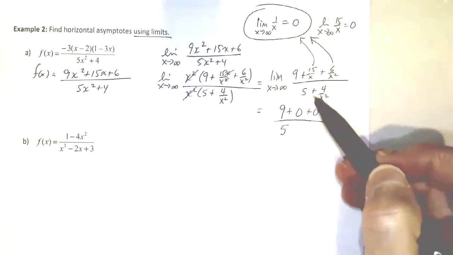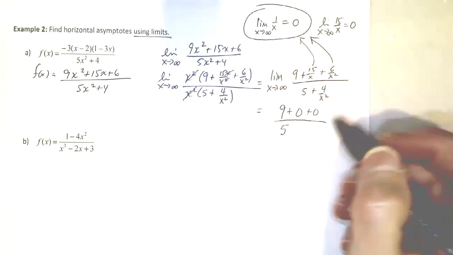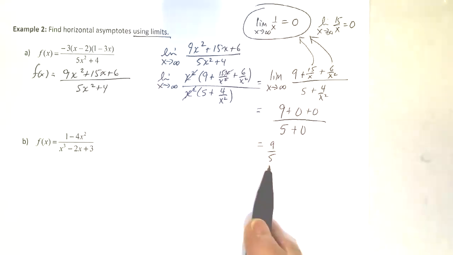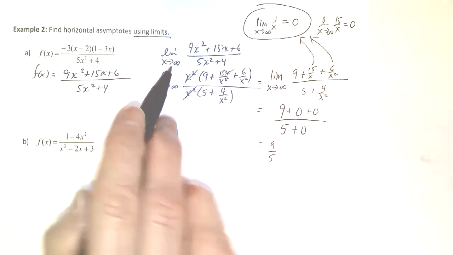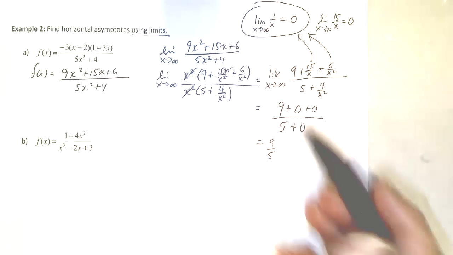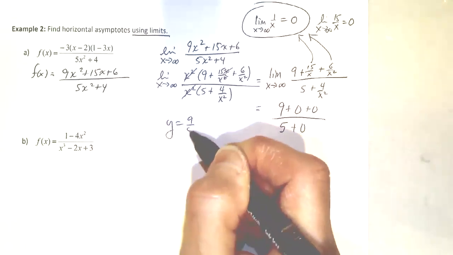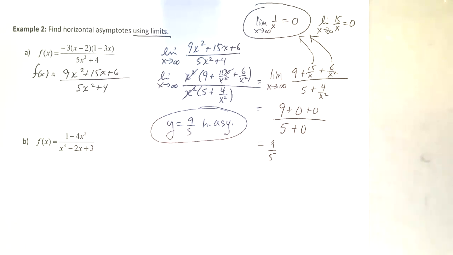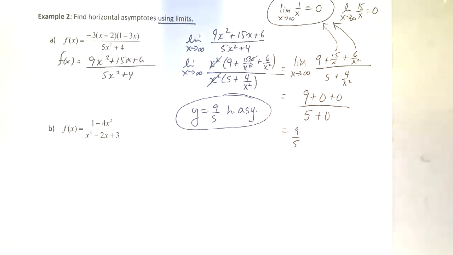The limit as x goes to infinity of this term, again, this example, and we get an answer using limits of 9/5. And so because the limit as x goes to infinity of the original function is 9/5, y equals 9/5 will be the equation of our horizontal asymptote, or if we were to graph this function.